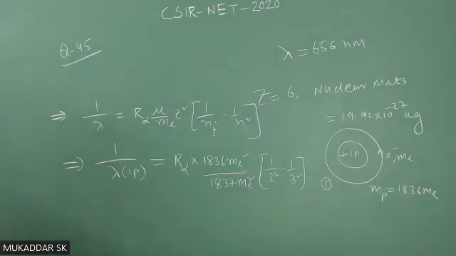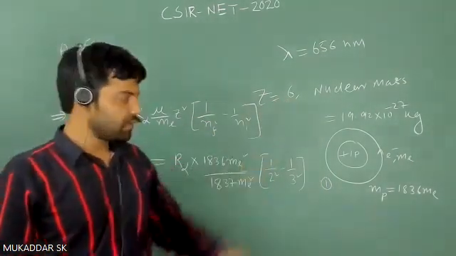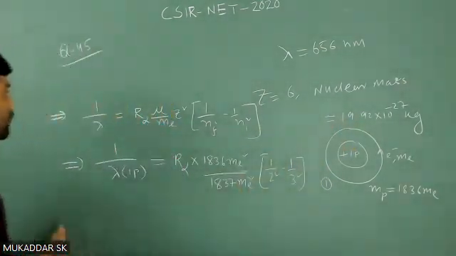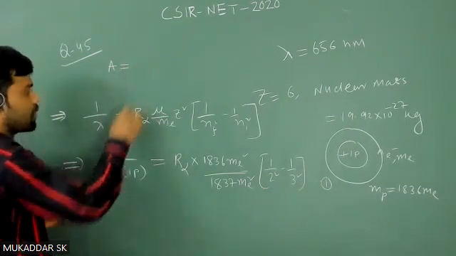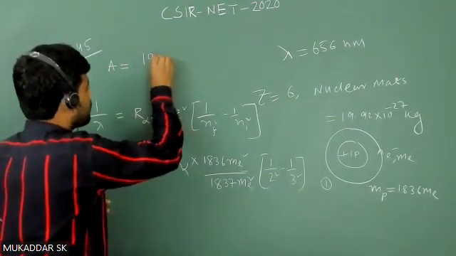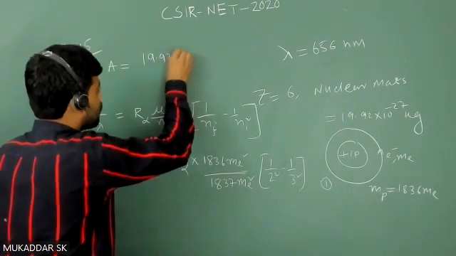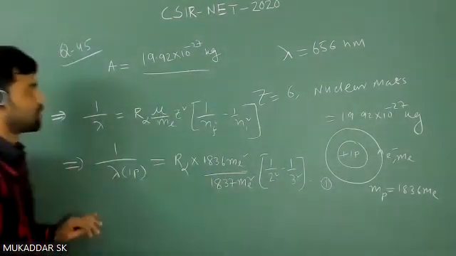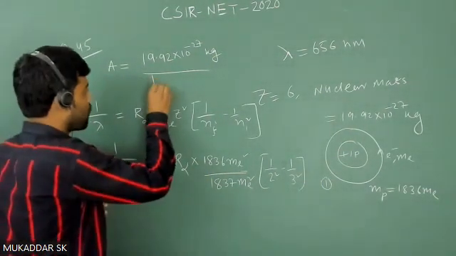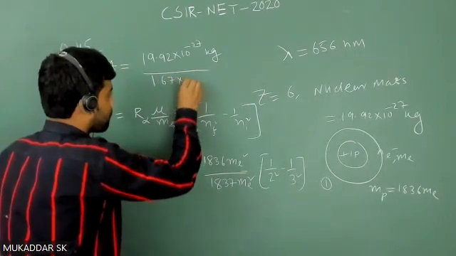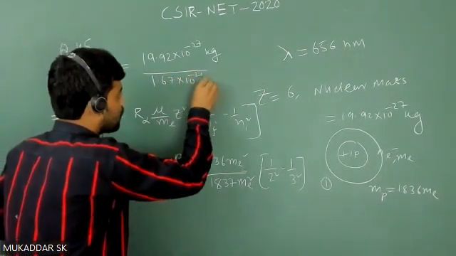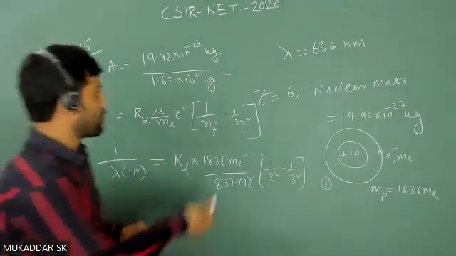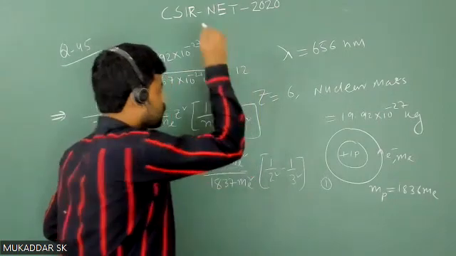Similarly, for the hydrogen-like atom, Z will be 6. Now see that the nuclear mass is given for the hydrogen-like atom, so I can calculate the mass number. If you have a total mass of 19.92 into 10 to the power minus 27 kilogram, and divide this number by the mass of proton, that is 1.67 into 10 to the power minus 27 kilogram, you'll get the mass number of this nucleus. If you calculate, you'll get approximately a number close to 12.